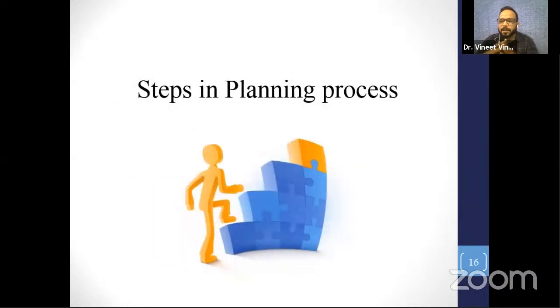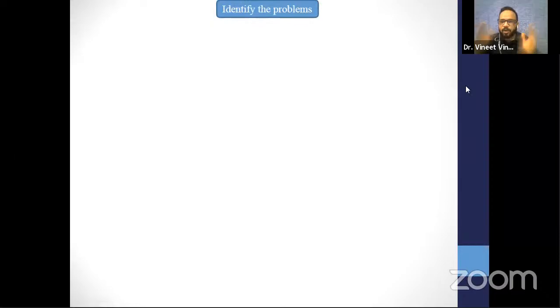Okay. Now coming to the steps of the planning process, I'll show you a flow chart. Try and understand that flow chart and you will understand everything about planning. First, identify the problem. Okay. Now you're doing a community-based program. You have to first identify the problem.